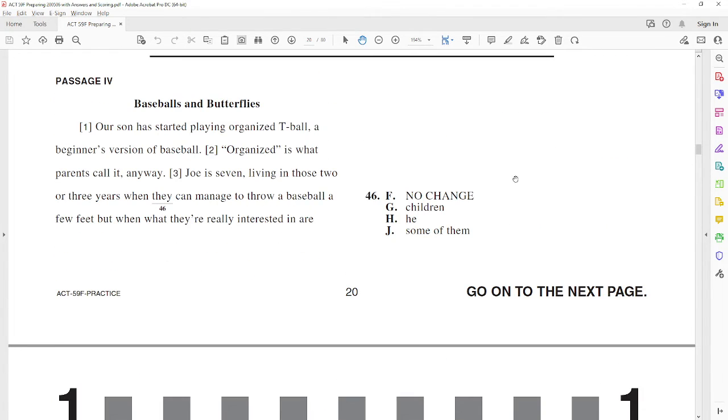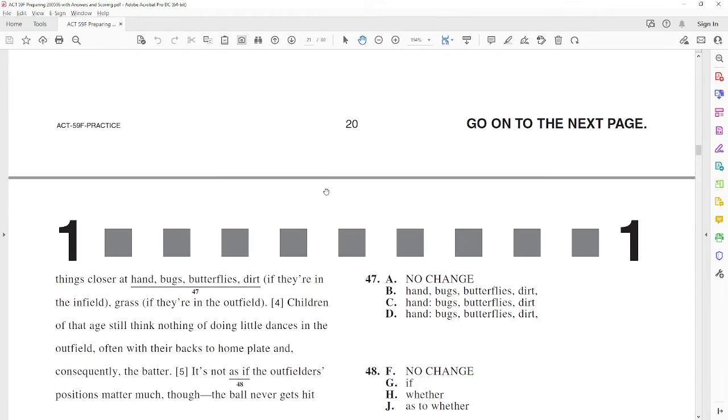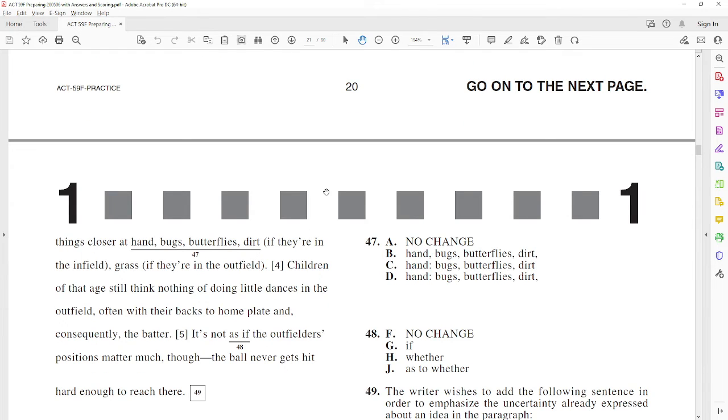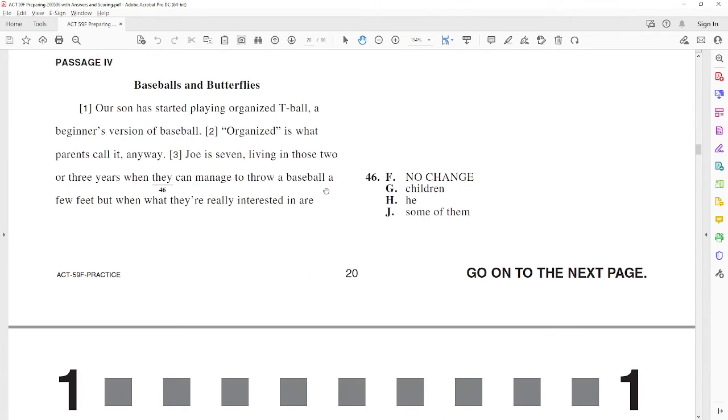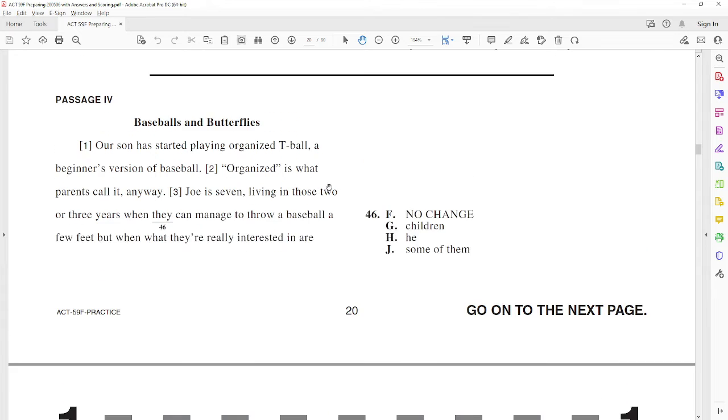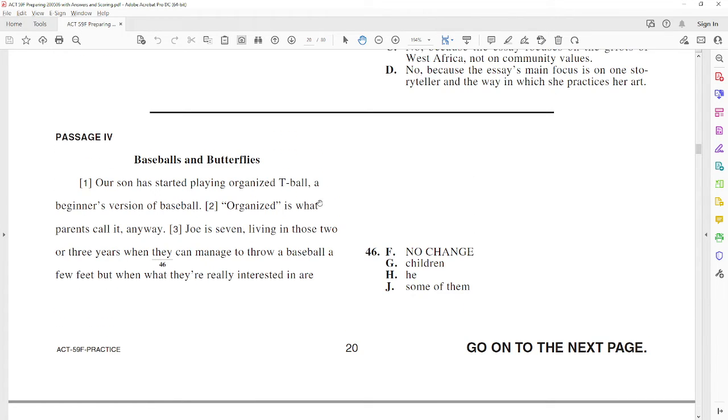It says, 46. Joe is 7, living in those 2 or 3 years when they can manage to throw a baseball a few feet. But when what they're really interested in are things closer at hand, bugs, butterflies, dirt, if they're in the infield, grass, if they're in the outfield. 2 underlines in the same sentence. Beware. It's danger. But now my question is, who is they referring to? Joe is 7, living in these 2 years. Well, first of all, let's look at it. Is there a question? No. Option to delete or omit? No. Is it right or wrong?